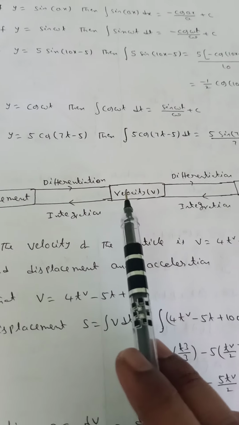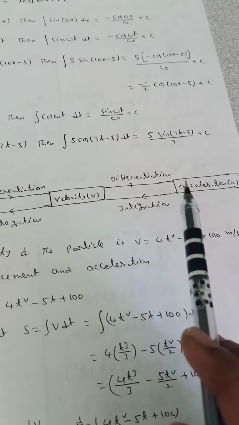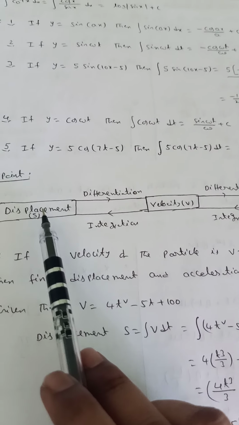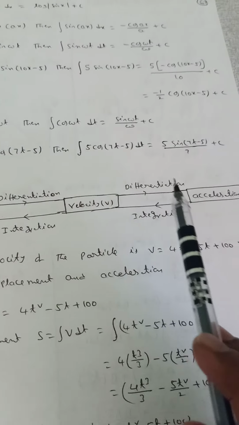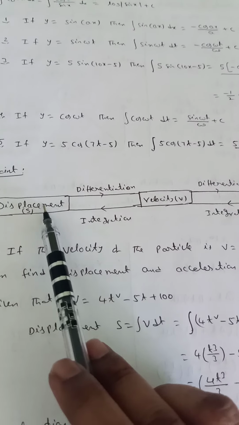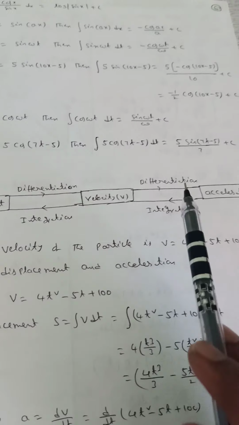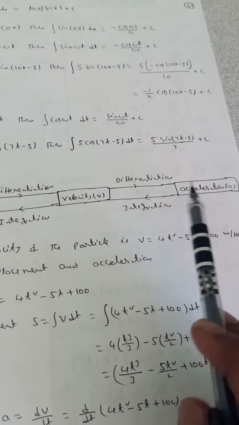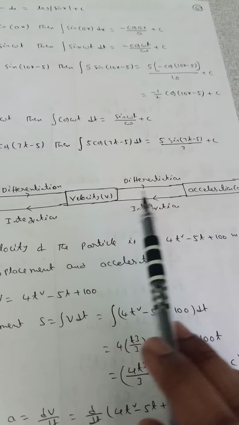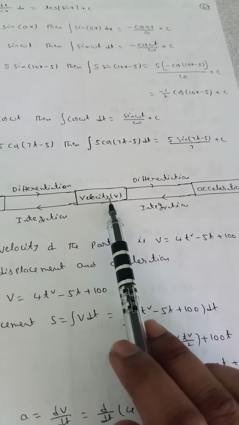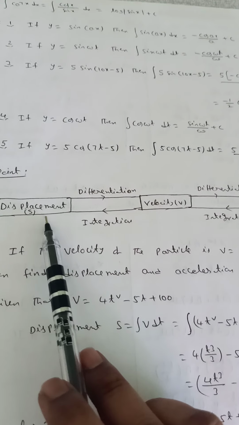Displacement differentiation is called velocity, velocity differentiation is called acceleration. The displacement differentiated two times is called acceleration. Now acceleration integration will be velocity. The integration of acceleration is called velocity. Integration of velocity is called displacement.